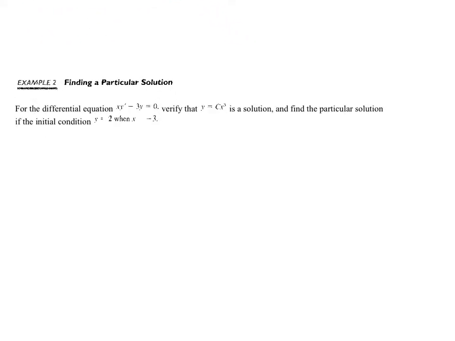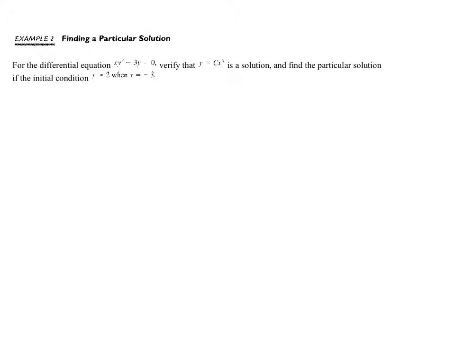So then, let's look at this one here. We have the differential equation xy prime minus 3y equals 0. First of all, verify that y equals cx cubed is a solution. And secondly, find the particular solution if the initial condition is y equals 2 when x equals negative 3.